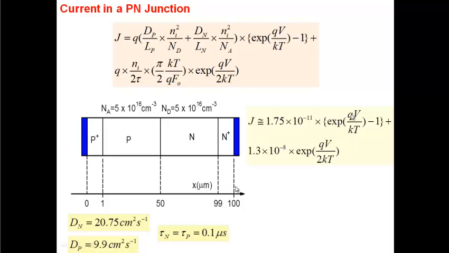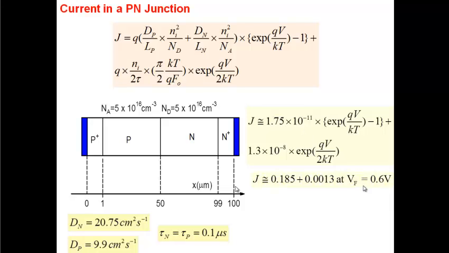Because this is QV by 2 KT and this is QV by KT. So note that if I take voltage equal to 0 or very small, then this current is 1,000 times smaller than this. But then as I increase the voltage, this is increasing rapidly. This is not increasing as rapidly, right? So eventually what would happen is both of them will become equal. And then this term will begin to dominate. Okay, so let me show you now, put in some value here.